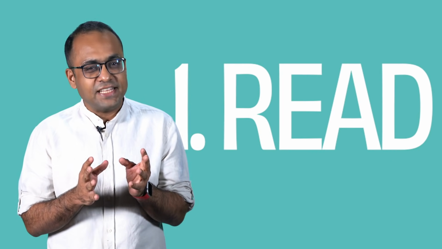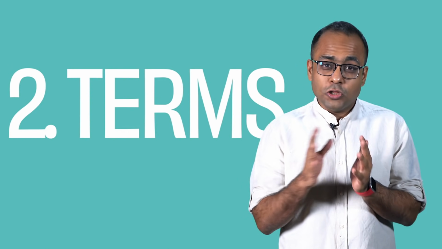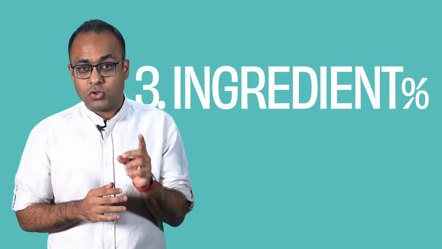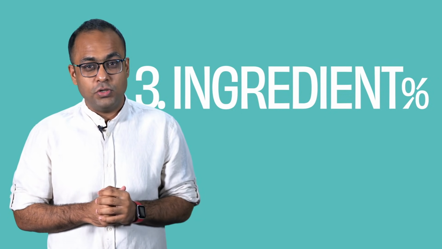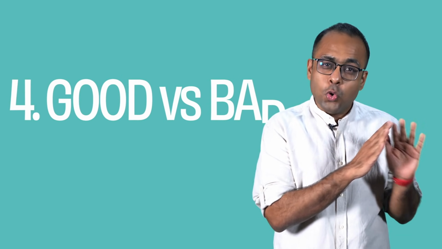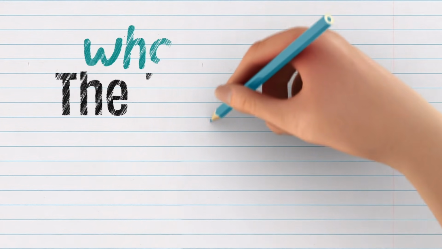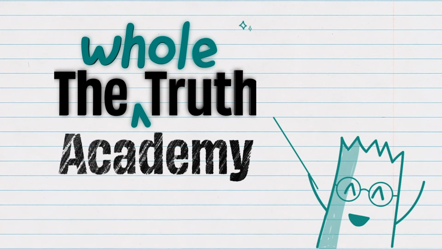Here's what all we'll talk about. First, we'll start with how to read and make sense of the ingredient list. Second, we'll learn what all those various strange sounding ingredients actually mean. Third, I'll show you how to find out what exact amount of each ingredient is there in your food. And lastly, fourth, I'll show you how to choose only the good stuff and reject the bad. All this and more in today's episode of the Whole Truth Academy.